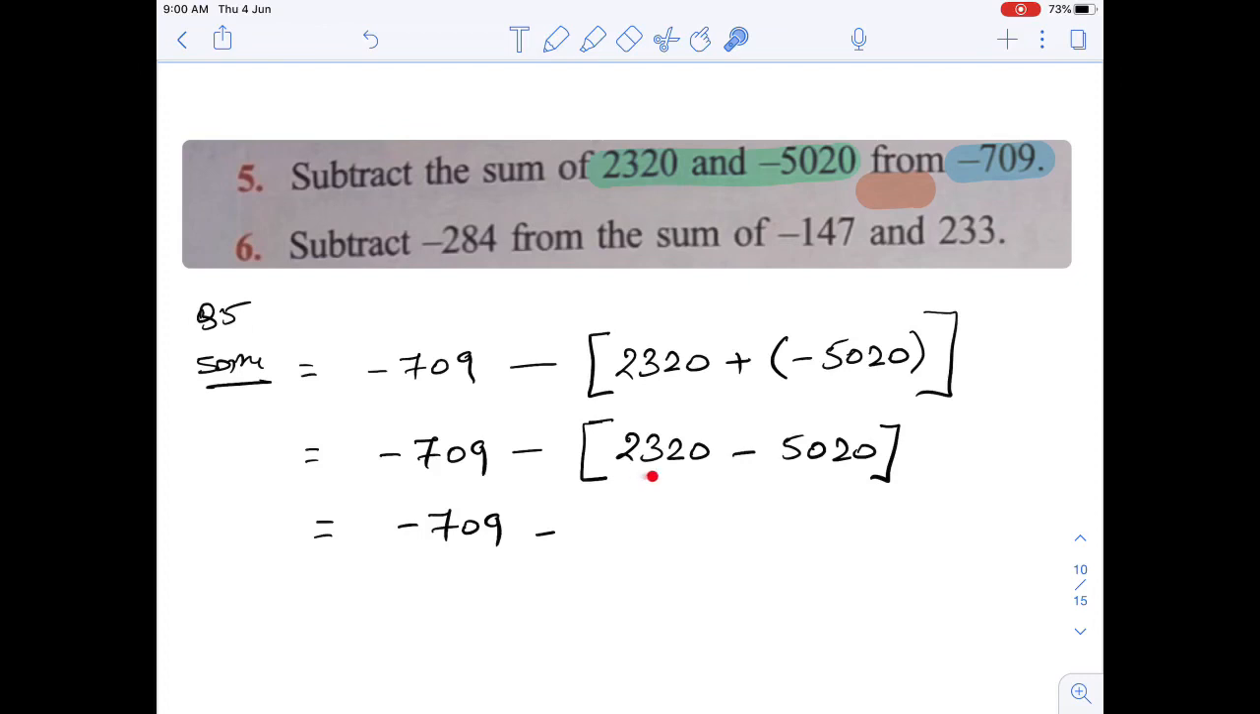Now 2320 has no sign over here, means it is positive. 5020 has a negative sign. So both the numbers have opposite signs. When the numbers have opposite signs, we do subtraction of numbers. So the subtraction is 2700. Now the sign of the greater number. Now 2320 and 5020: 5020 is greater, and what is its sign? Minus. So we will write here the sign of the greater number.